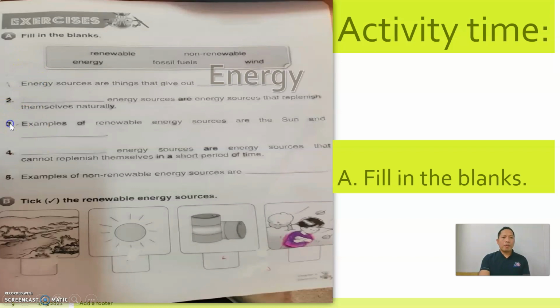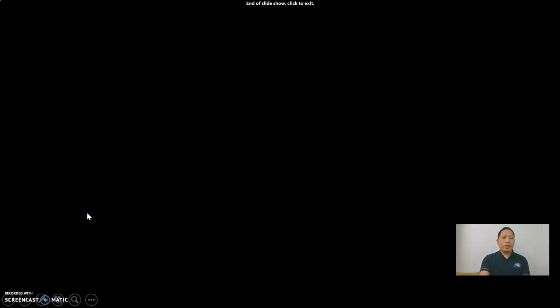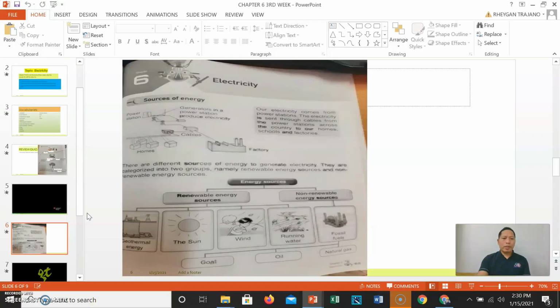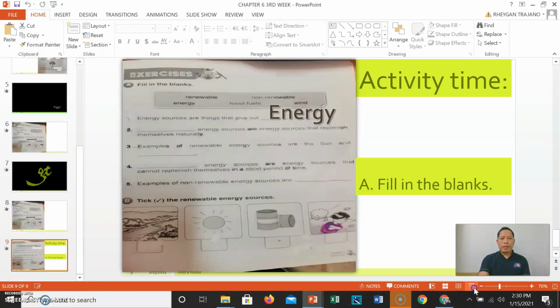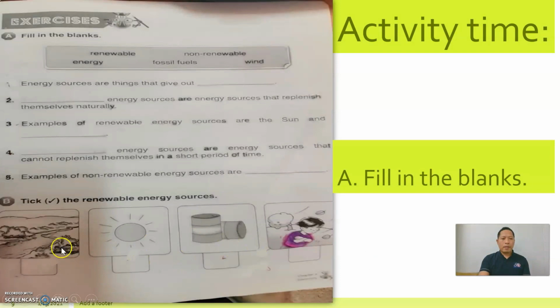Okay, we'll answer first number 1. Energy. Letter B, we'll answer here. Sorry. And letter B, easy. Output check.